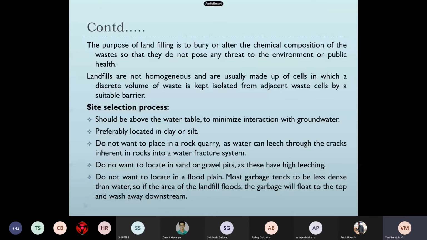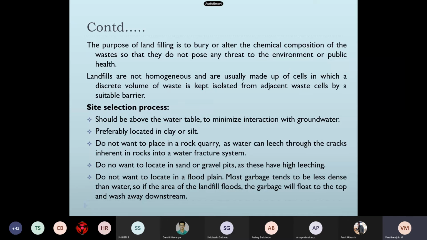Most degradable garbage tends to be less dense than water. So if the area of the landfill floods, the garbage will float to the top and wash away downstream, so it will affect the environment a lot.